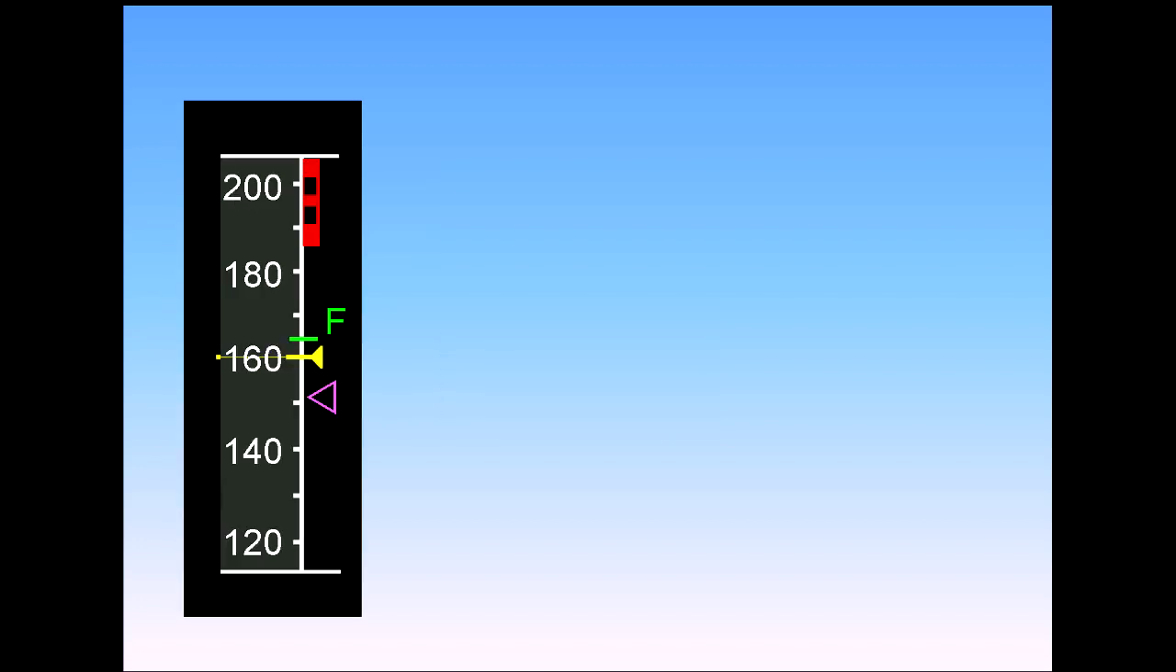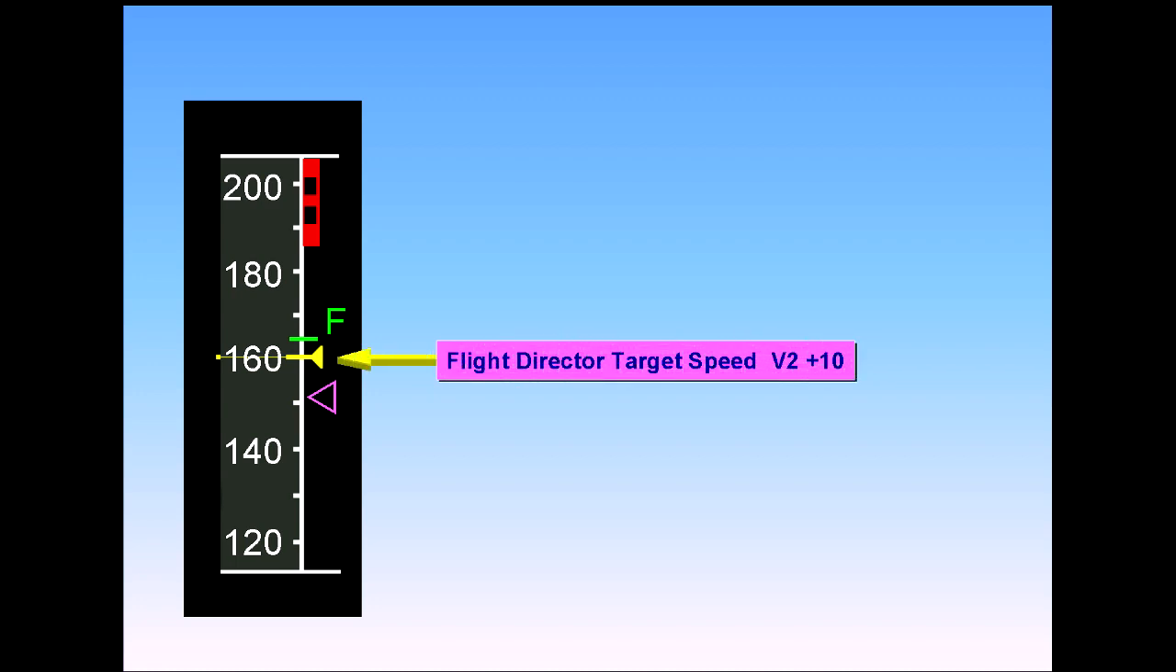During all takeoffs and go-arounds, the Speed Reference System, SRS, is active. SRS will command an initial climb speed of V2 plus 10, or in case of engine failure, V2 or existing speed. In this instance, note that the managed speed triangle remains at V2, while the actual speed is 10 knots higher.